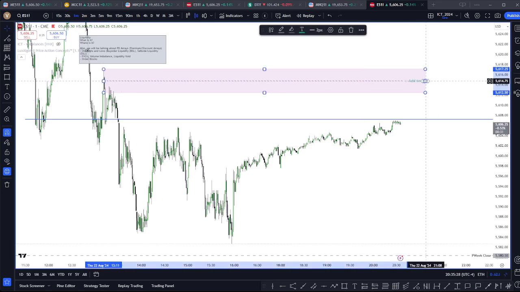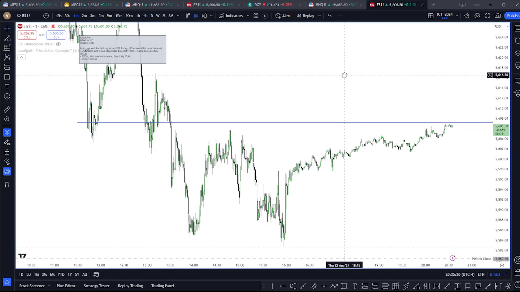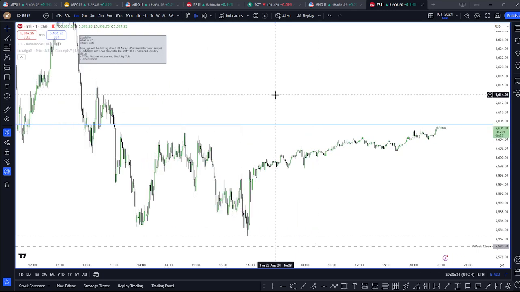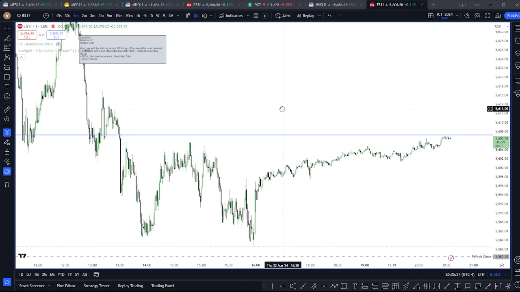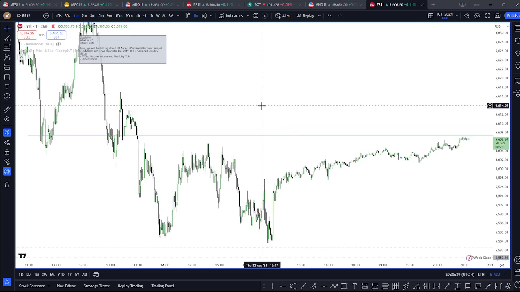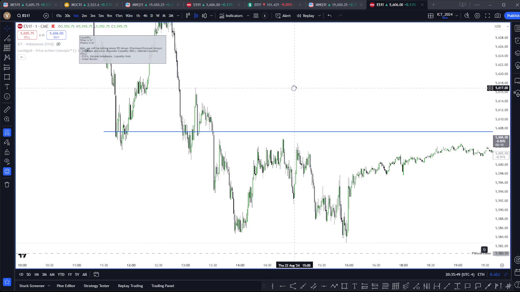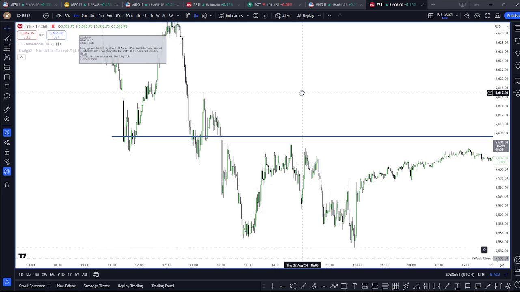So now these are the basic building blocks of the PD array. There are a lot more PD arrays, but these are the most important ones. And at least for me, the toughest one was the breaker block, trying to identify the breaker block, because that's a very good pattern for identifying an entry point.